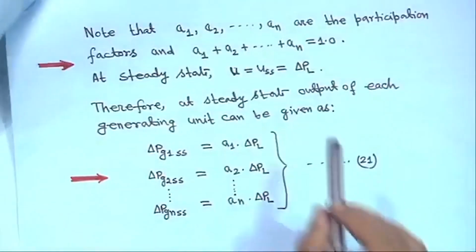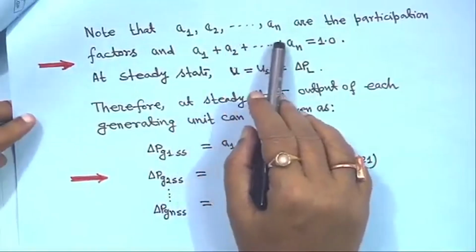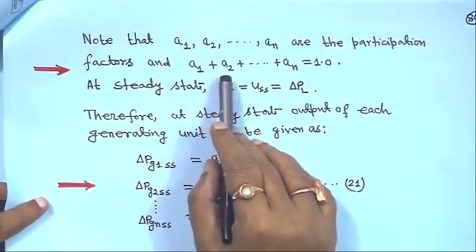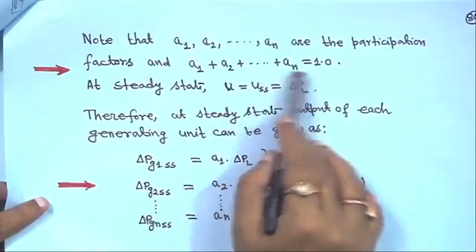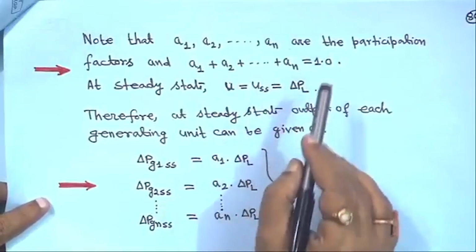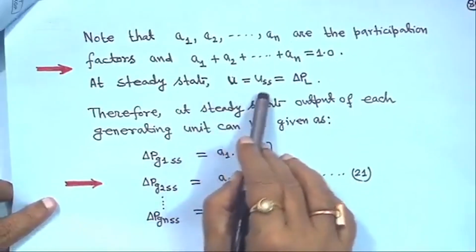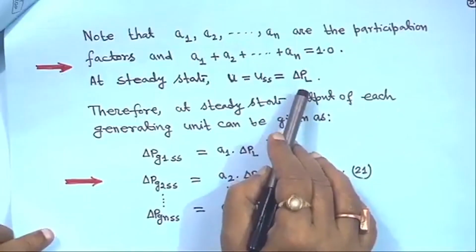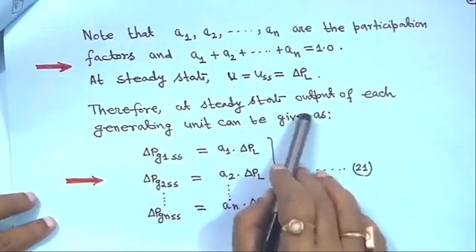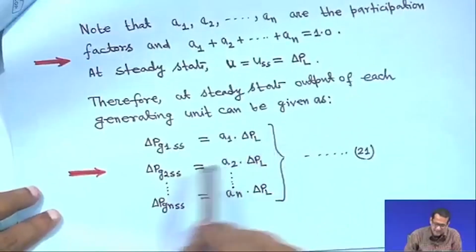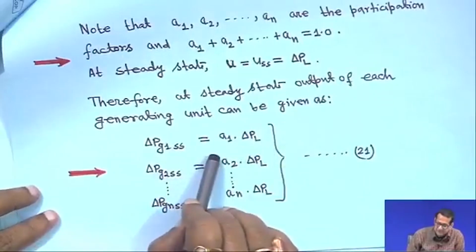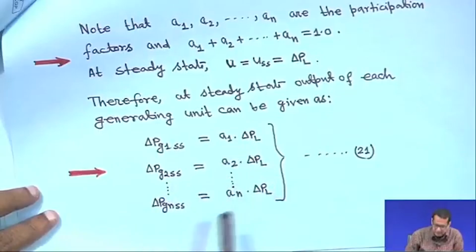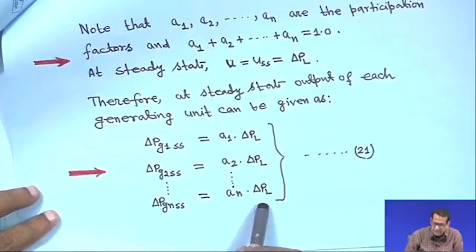That means that's why I have given A1, A2 up to An, which we call the participation factors, and A1 plus A2 up to An, the summation of all A, is equal to unity, just as I told you. And at steady state I told you that U steady state is equal to delta PL. We have seen this for the single area system also. Therefore, the steady state output of each generating unit can be given as delta Pg1SS will be A1 into delta PL, delta Pg2SS is equal to A2 into delta PL, and delta PgnSS is equal to An into delta PL.